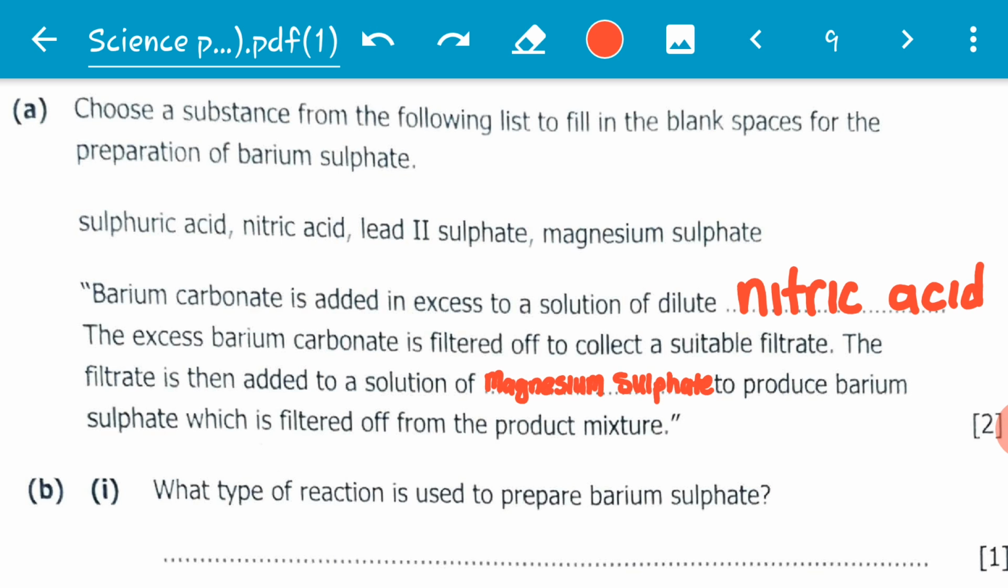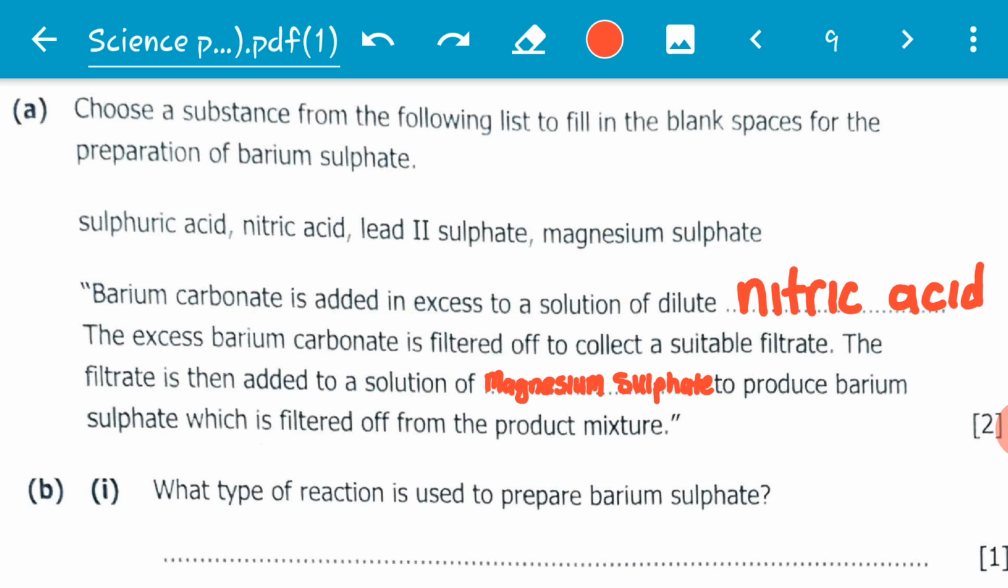Now it will read, barium carbonate is added in excess to a solution of dilute nitric acid. The excess barium carbonate is filtered off to collect a suitable filtrate. The filtrate is then added to a solution of magnesium sulfate to produce barium sulfate, which is filtered off from the product mixture. When barium nitrate reacts with magnesium sulfate, the end products will be barium sulfate and magnesium nitrate. Magnesium nitrate is soluble, barium sulfate isn't soluble.